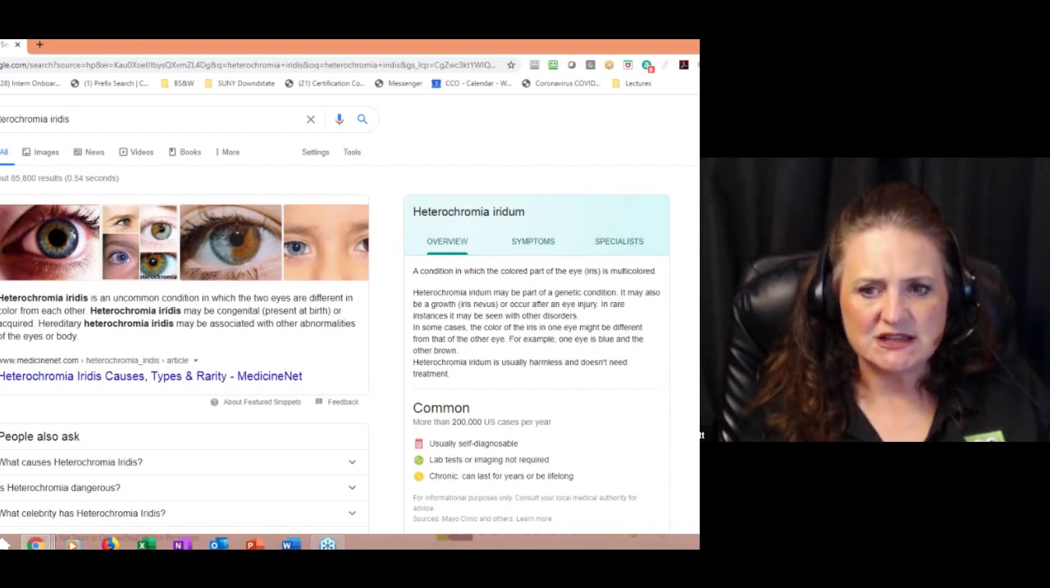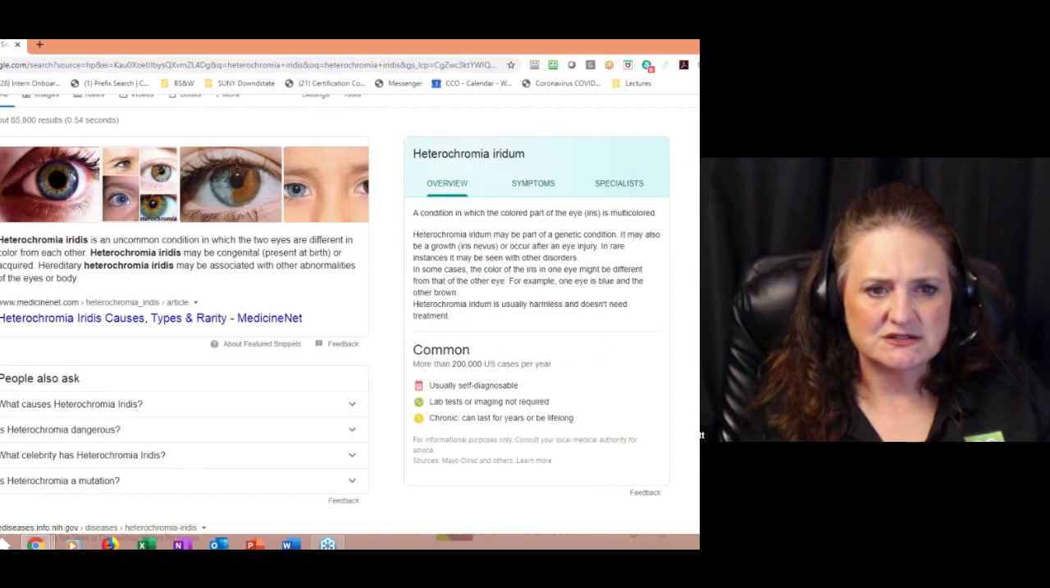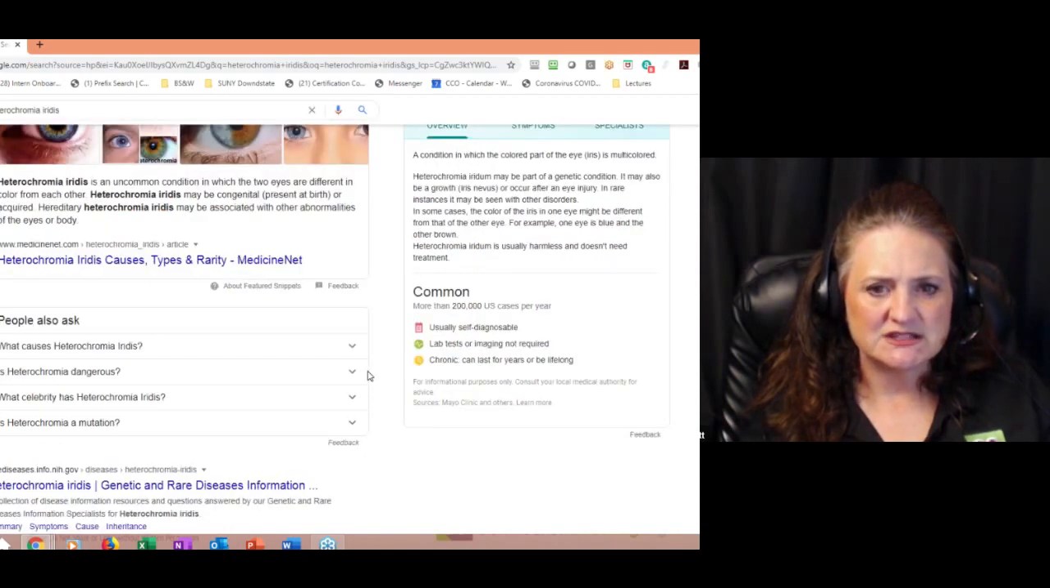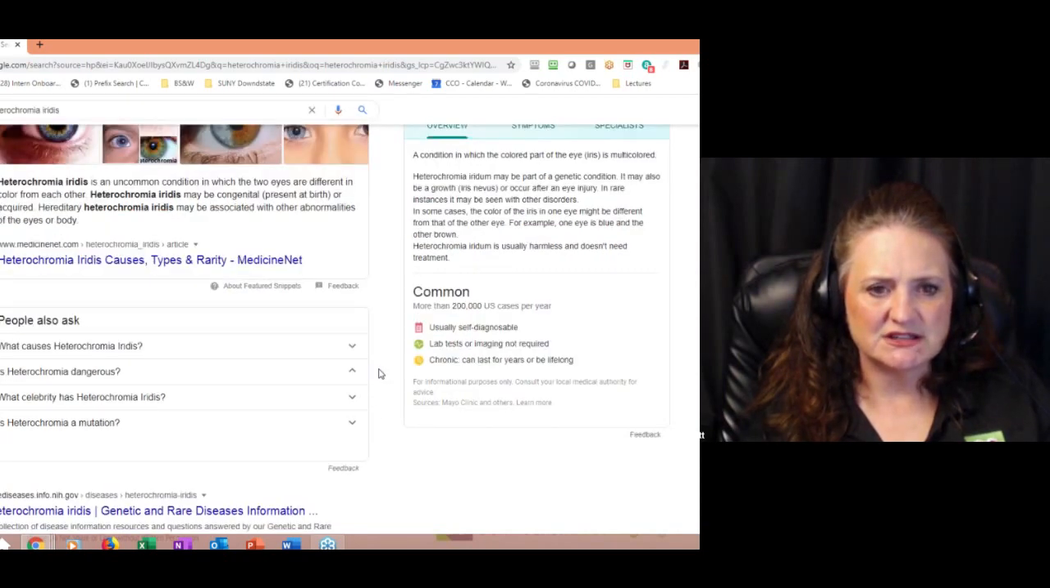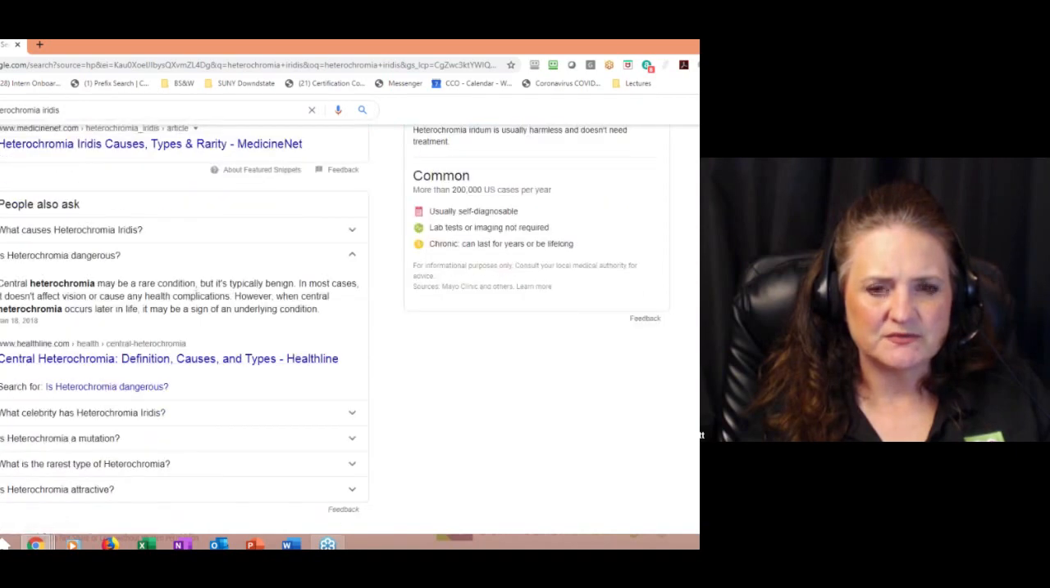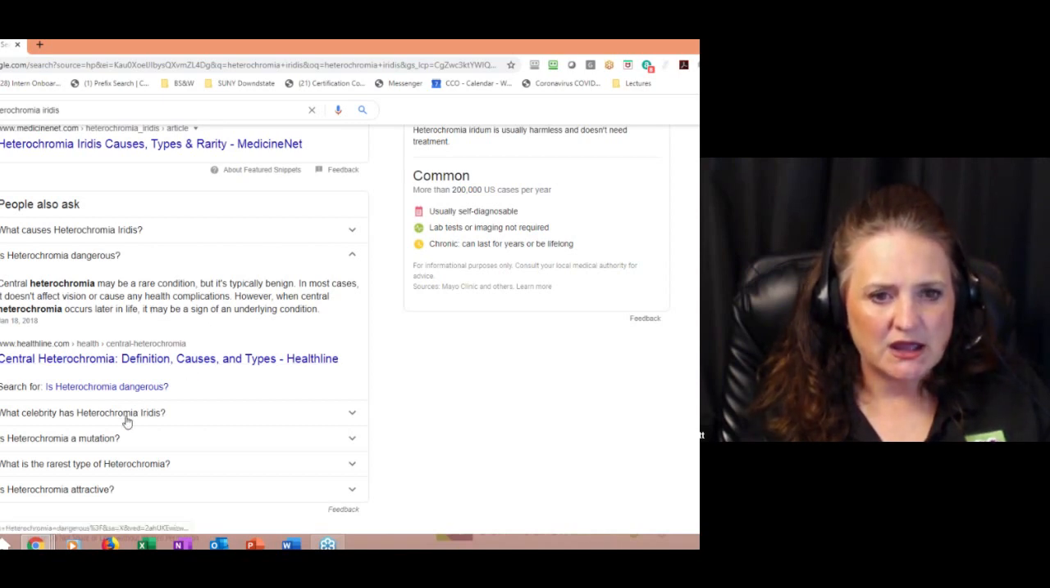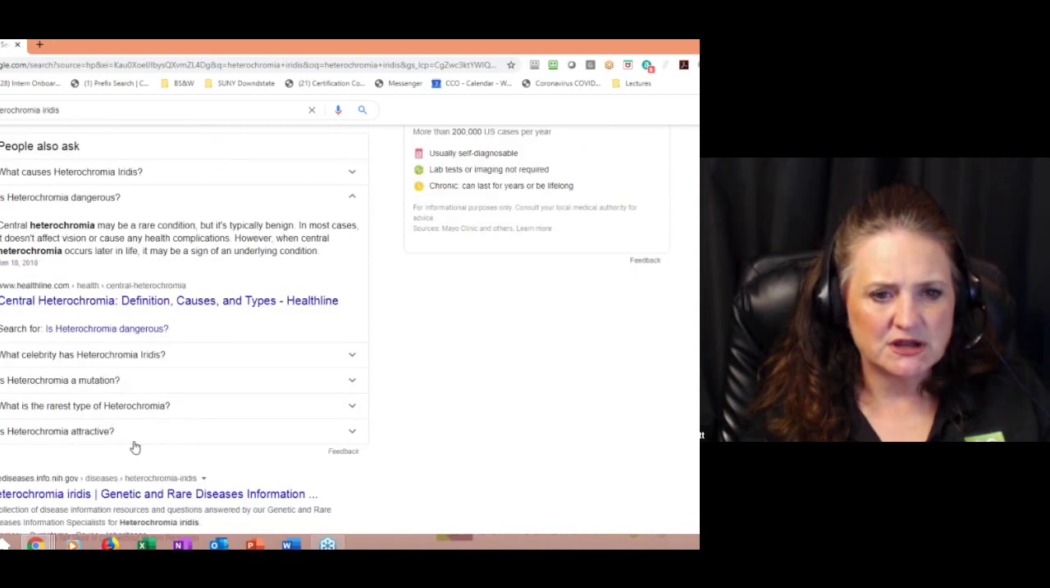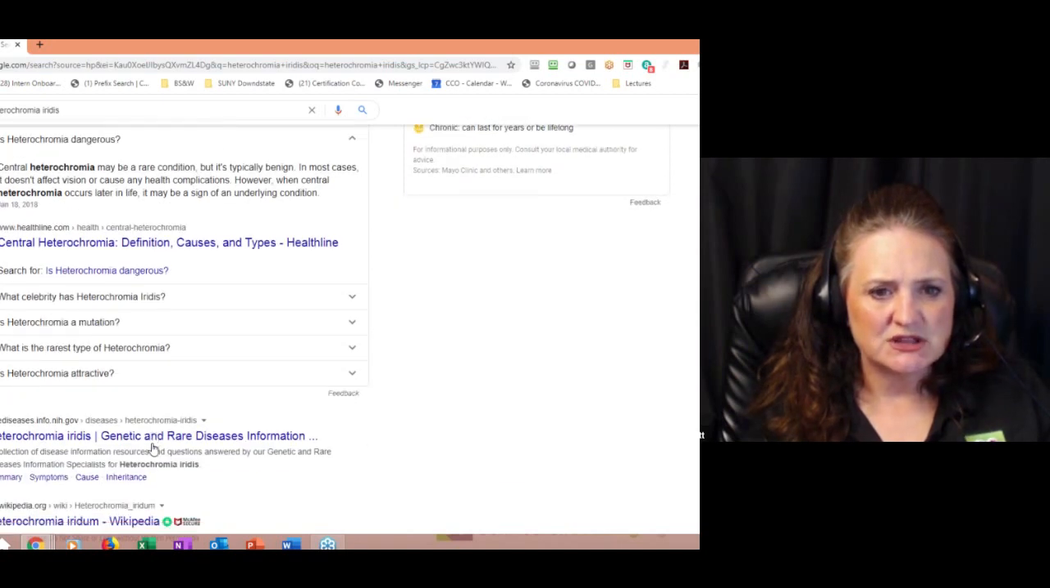Let's see the causes. Let's see if we can just look here and see the side effects, the congenital. It's benign. Let's see, health complications. Oh, it can happen later in life, but you're still born that way. And some mutations, a rare type.